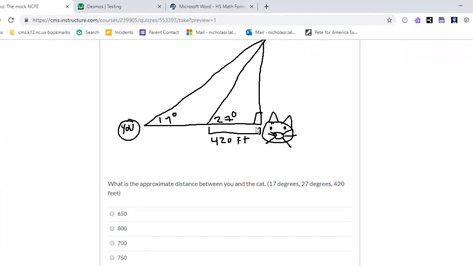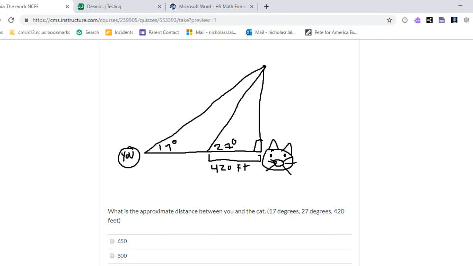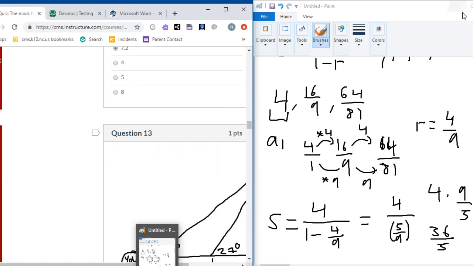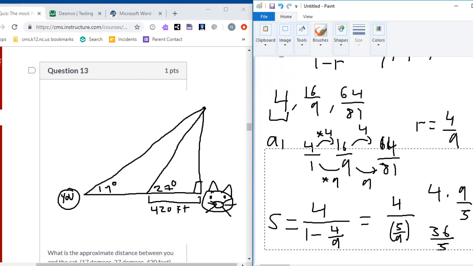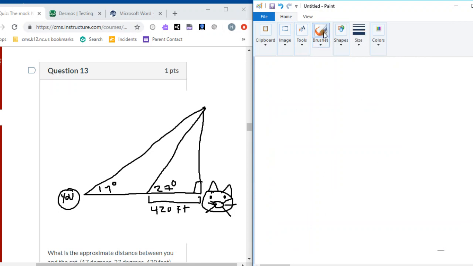Next problem. What is the approximate distance between you and the cat? So the cat is 420 feet away from this middle point, which has a 27 degrees up to the top, and there's a 17 degree up to the top of this triangle. So how will we find this out? You have 420 feet, and so first we find the height of the tallest part of this triangle.